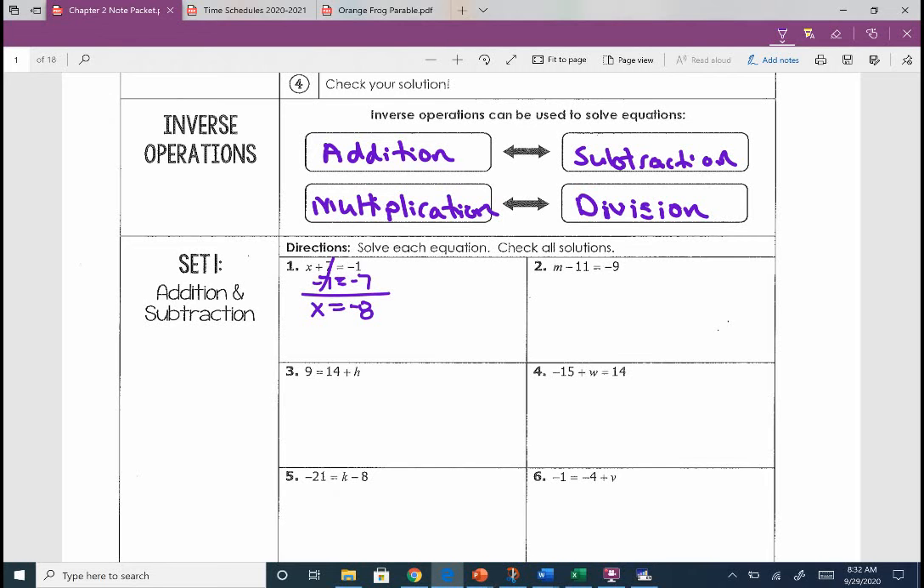I also want you to check. So we put -8 in place of x, and we make sure that it equals -1. So I put -8 in for my x, -8 plus 7. Use the calculator if you need to. Do we get the -1 that we need? Yes, we do.